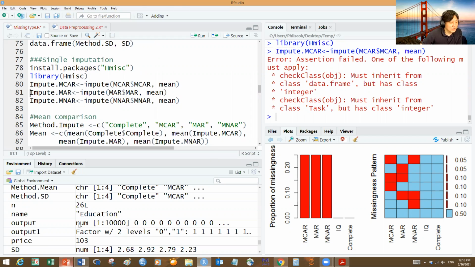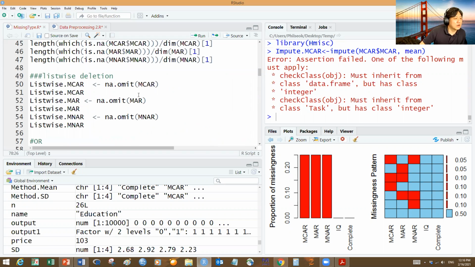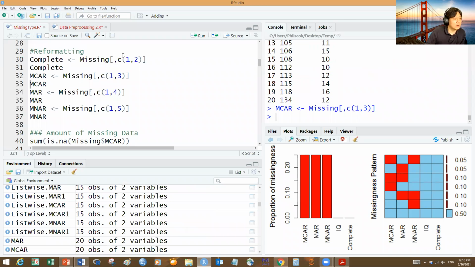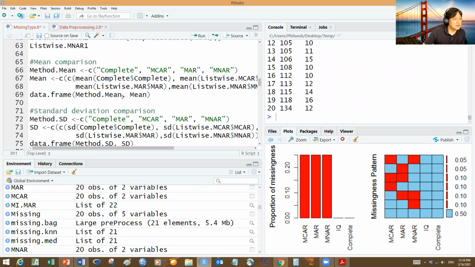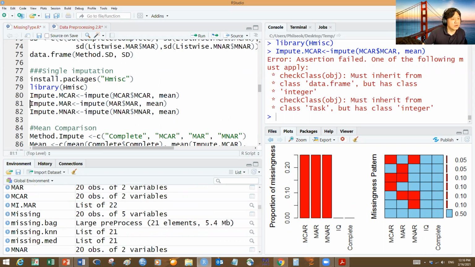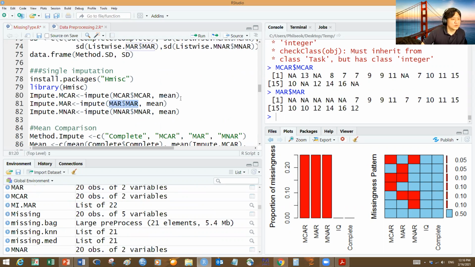Give me a second. Okay, so this is the impute function, and then this is mean imputation. I'm not sure why this has some issue here. Compute, right, MCAR, this is correct. Library, this is correct. It's weird. Okay, I will fix this one.